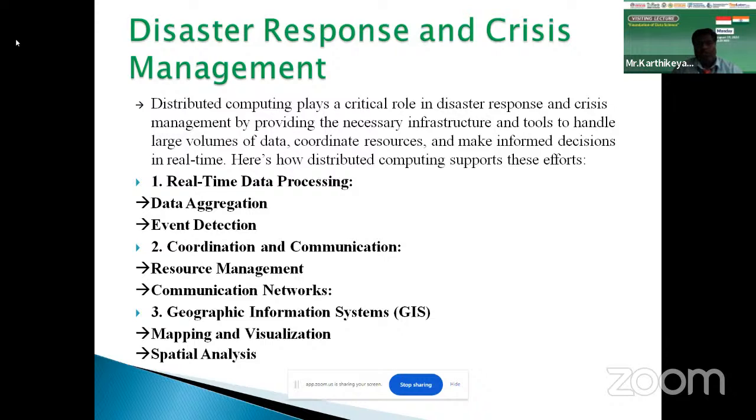And the geographic information system also follows spatial analysis. Spatial analysis is used to assess the impact of disasters, such as analyzing the spread of wildfire or mapping flood zones.